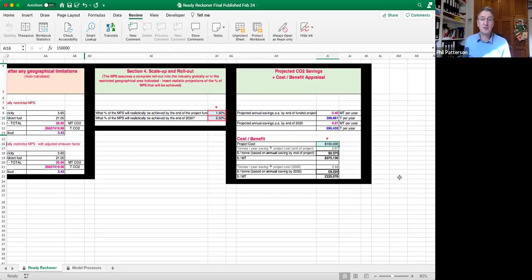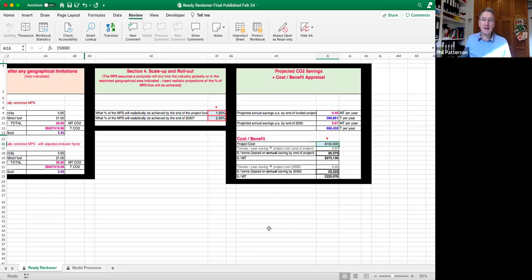And then what this then does is calculates the projected annual savings by the end of the funded project. And it also projects the annual savings by 2030. Now, what this then shows us is that we're saving potentially 0.4 megatons per year by the end of the funded project, and 0.67 by 2030. Now, if this was nominally a $150,000 project, we can calculate the cost per ton. So that is the way that the calculator works.